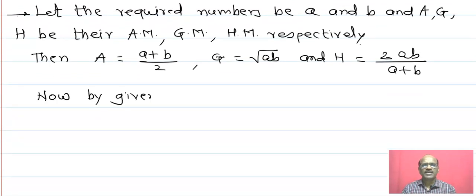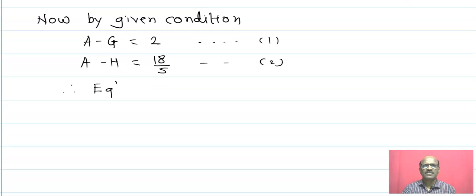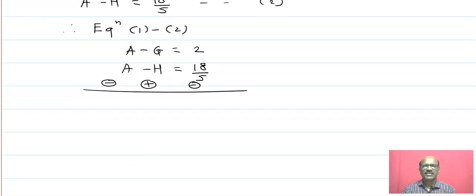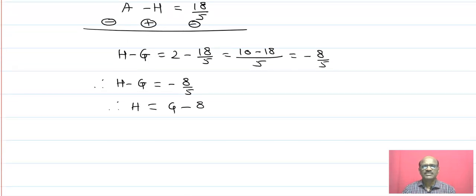Now, by the given condition, A minus G is equal to 2 and A minus H is equal to 18 upon 5. Now, equation 1 minus equation 2, A gets cancelled, therefore you will get H minus G is equal to 2 minus 18 upon 5, that is 10 minus 18 upon 5, that is minus 8 upon 5. Therefore, H minus G is equal to minus 8 upon 5. Therefore, H is equal to G minus 8 upon 5. This is equation number 3.